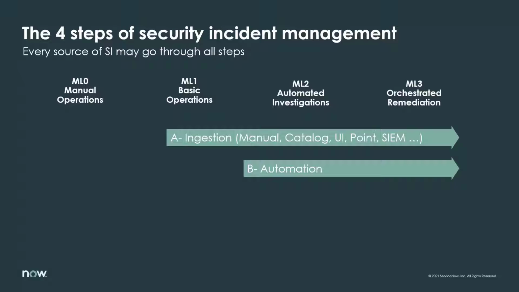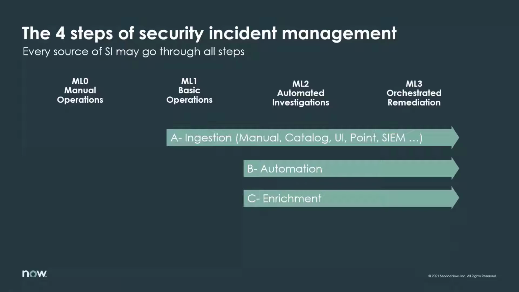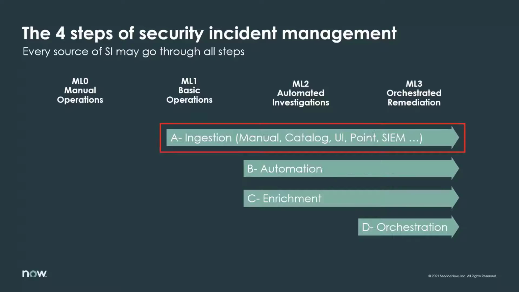Now, in level 2, we're going to be talking about doing things like automating response processes, as well as enriching data related to your security incident. And in level 3, we're ultimately talking about orchestrating actions among tools outside of the ServiceNow platform to really enhance and automate your processes. Today's conversation is going to be focusing strictly around the ingestion, right? And those technologies and methods that we're talking about to establish security incident response as your system of record.